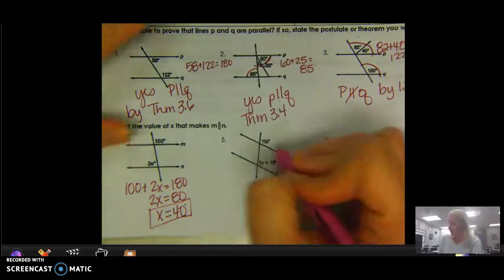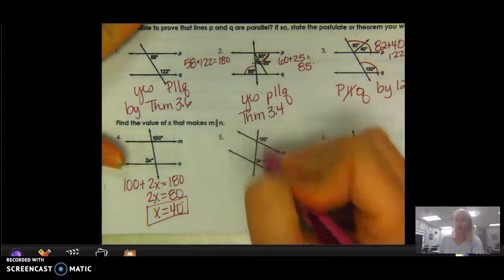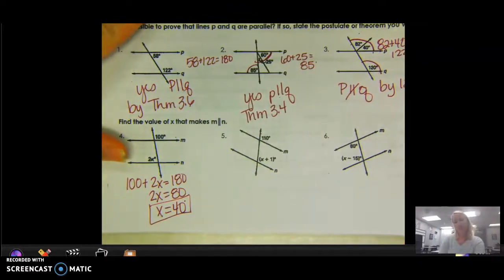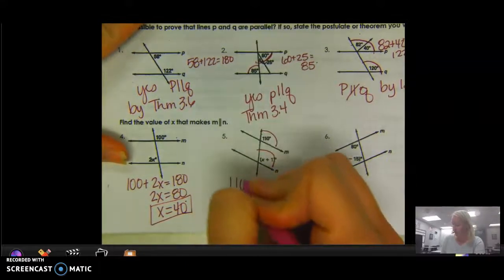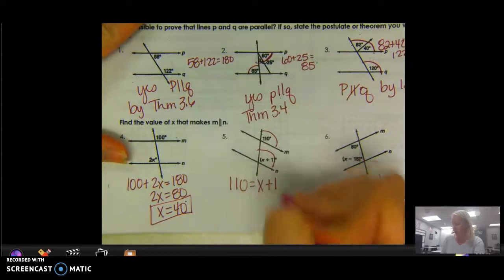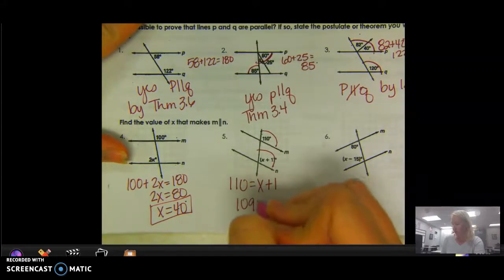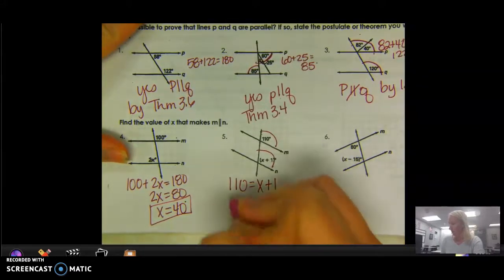Excuse me, sorry. Okay, next one. These two angles would be corresponding angles. Corresponding angles should be equal. So this would be 110 should equal x plus 1. So I'm going to subtract 1 from both sides, so I get x equals 109.